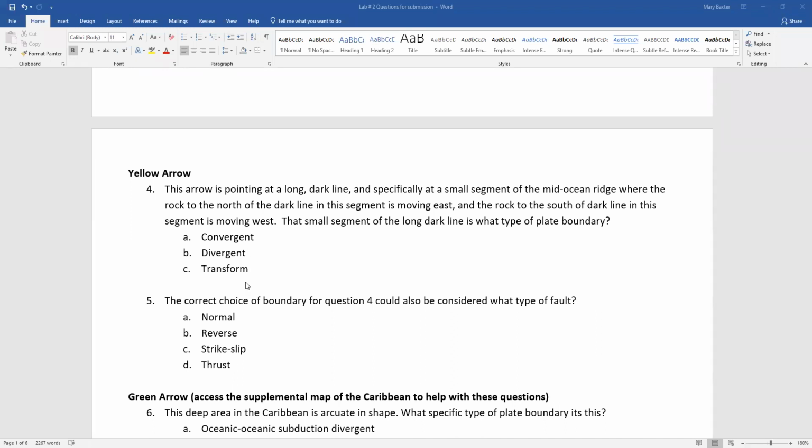You have side-to-side motion. The correct choice of boundary for question 4 could also be considered what type of fault? Okay, that type of fault is actually what the San Andreas fault is too. San Andreas down in California is that same type of fault.